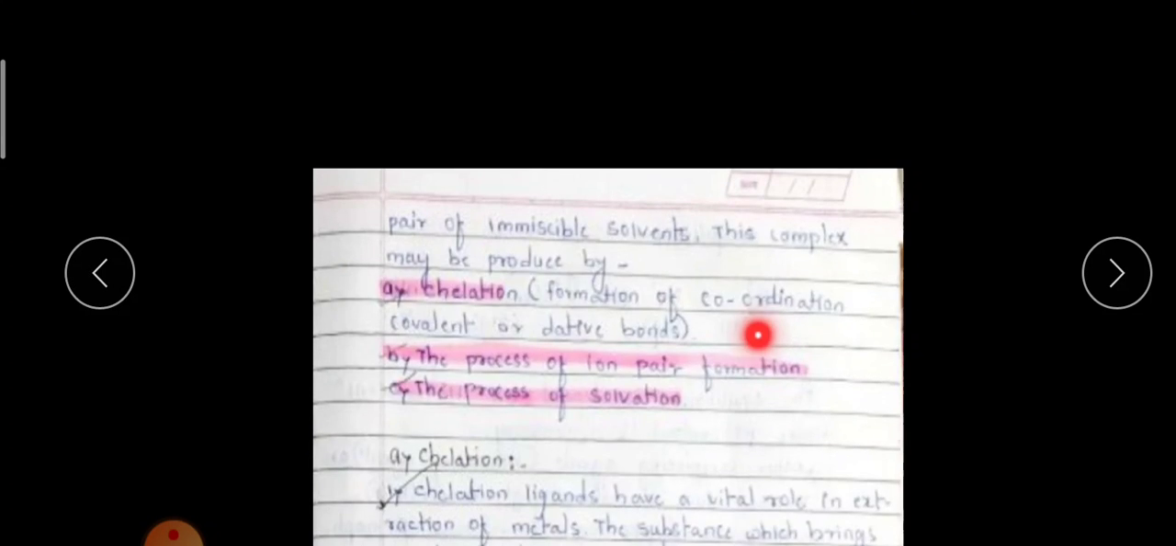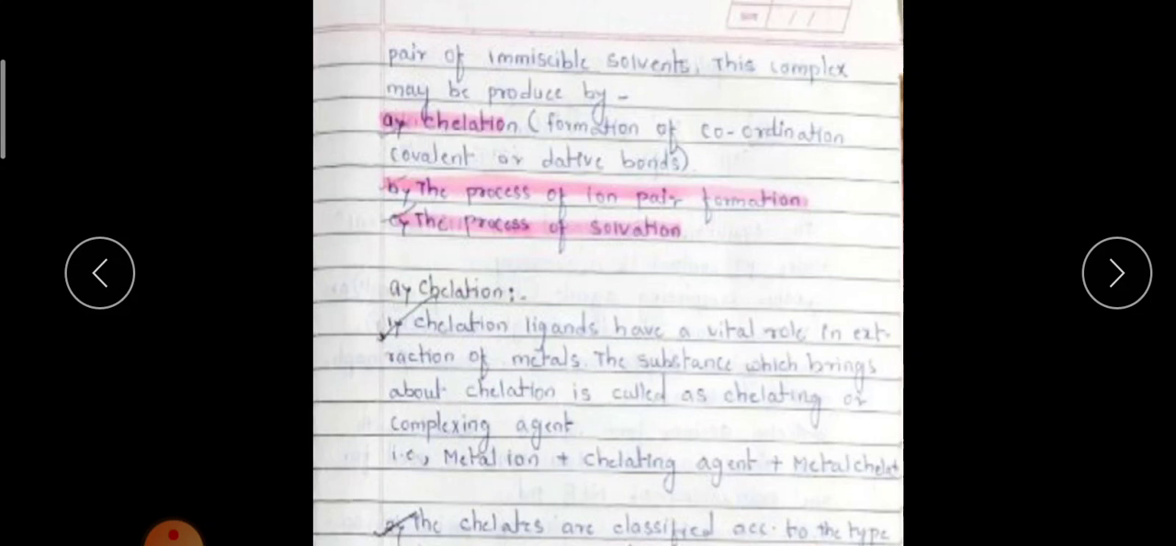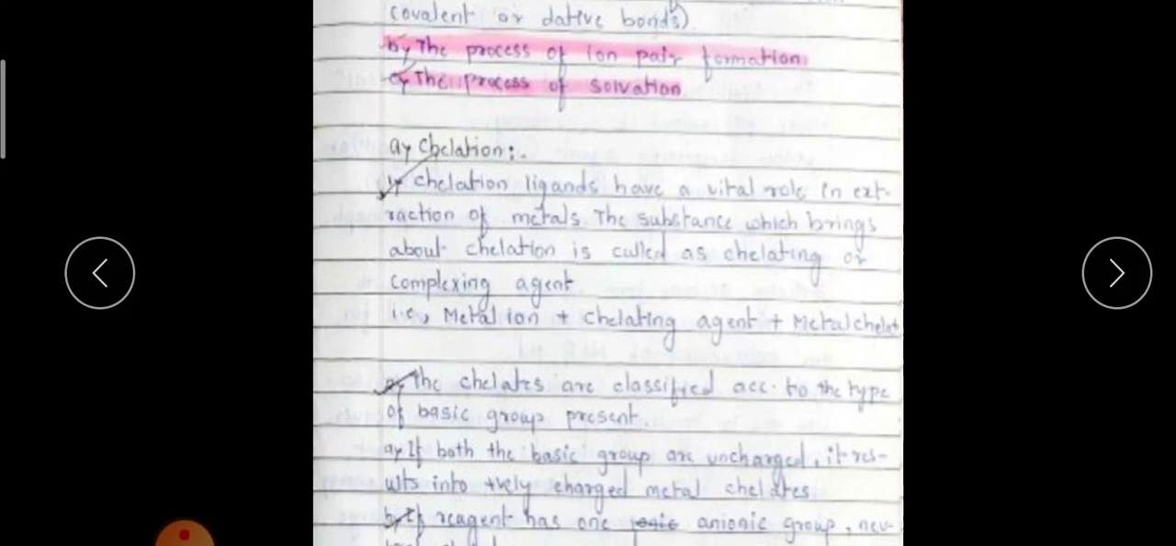Among the factors affecting the extraction that we have seen, the first was the chelation, that is the formation of the coordination covalent bond, or you can call it a dative bond. Chelating ligands have a vital role in the extraction of the metal. The substance which brings about chelation is called a chelating or complexing agent. That is, the metal ion plus chelating agent gives you the metal chelate.